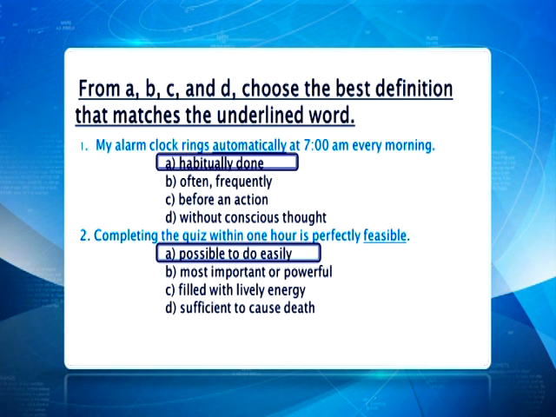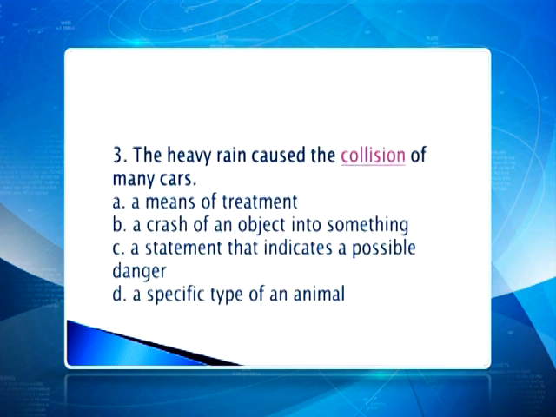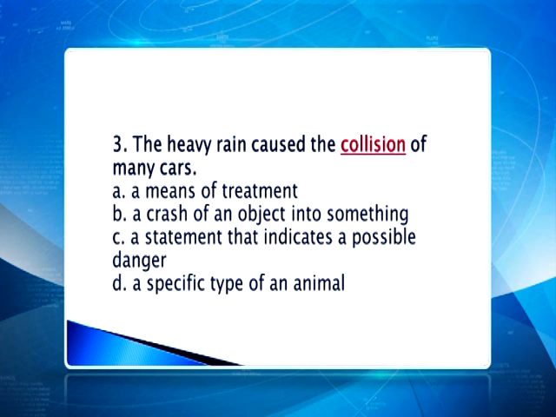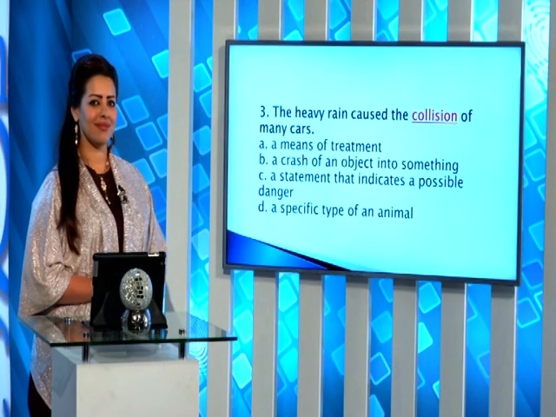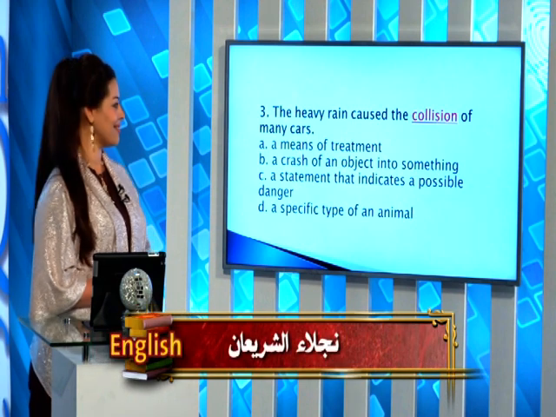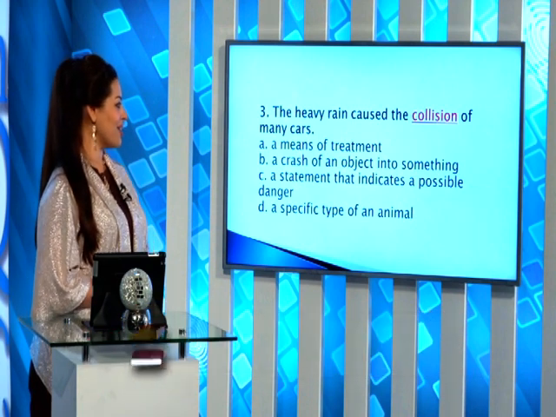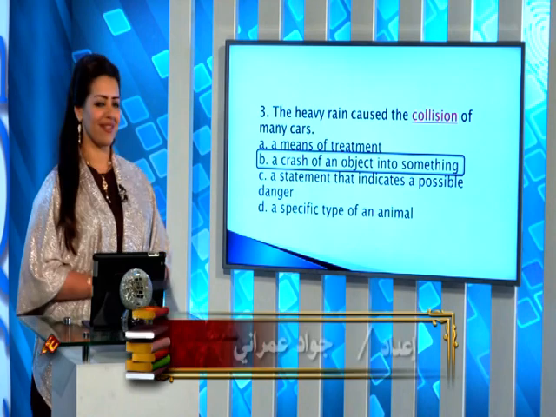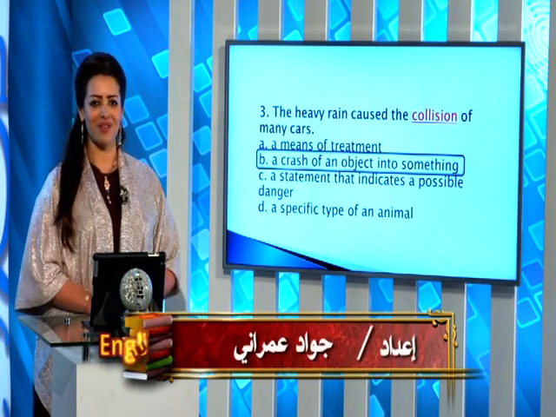Let's move on with our last sentence, which is, the heavy rain caused the collision of many cars. What does it mean? A means of treatment? A crash of an object into something? A statement that indicates a possible danger? Or a specific type of an animal? What did we say about the 2 cars making an accident? It is a crash of an object into something. Well done to those who have tried.